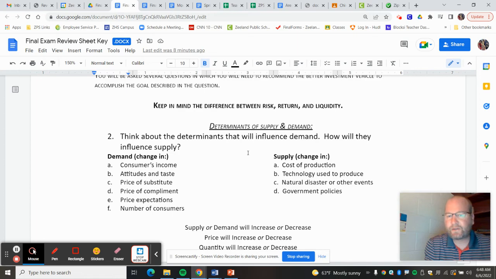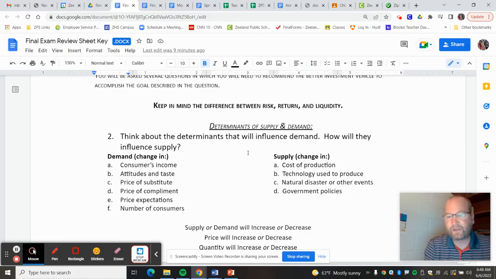The supply determinants: cost of production. If Vitale's pizza, let's see, if cheese prices go way up, they need cheese to produce pizzas, right? So if the cost of cheese goes way up, they're not going to be able to supply us with as many pizzas because they have to pay more to produce each pizza. So the supply of pizzas would go down. Technology used to produce a product. Usually this increases supply. If we get new technology, we're more efficient with making something, and then we can make more of it. So the supply is probably going to increase.